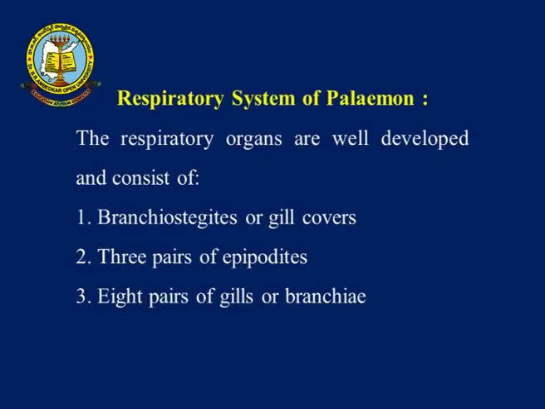Now, coming to the respiratory system of Palaemon. The respiratory system organs are well developed and consist of the branchiostegite, which is also called a gill cover. The gills have to be covered, and that cover is called the branchiostegite. 3 pairs of epipodites, you remember the epipodites that were present on the maxillipeds, and 8 pairs of gills or branchiae. Now, where are they going to be situated?